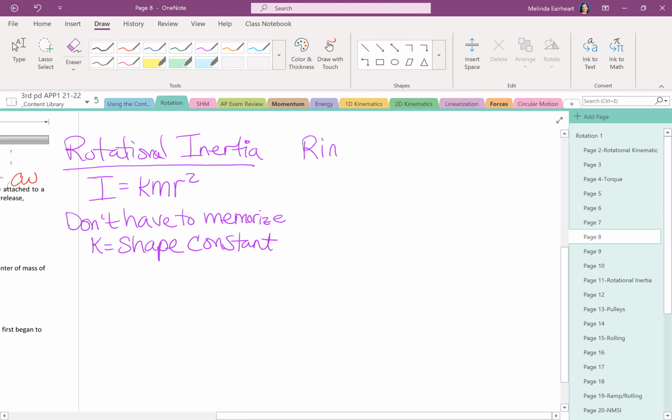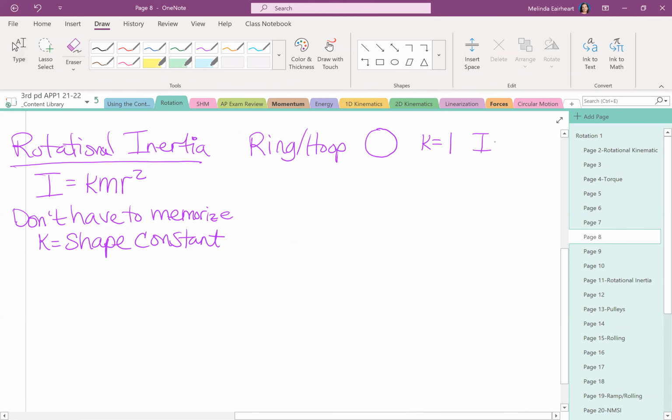You got your ring, also called a hoop. And so it's just like a hula hoop. It's a ring. So there's a 2-dimension ring. The K value is 1. And so the inertia would just be 1 mr squared. By the way, it's also 1 for just a person standing on a beam or something. That's coming. Point masses are also 1. If you want to draw a point, go for it.